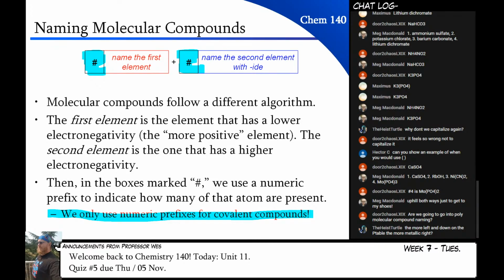This is where people get screwed up. They see this rule and then they get it in their head, oh, I throw numeric prefixes everywhere. And then you start throwing di and tri and tetra around with metals, and that's not correct. So be careful. Okay? Make sure you're applying the correct rules to the correct compound.